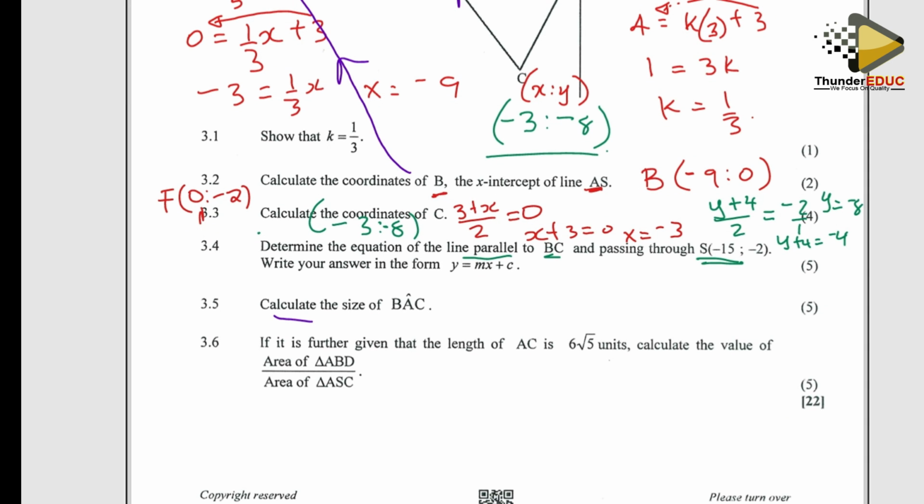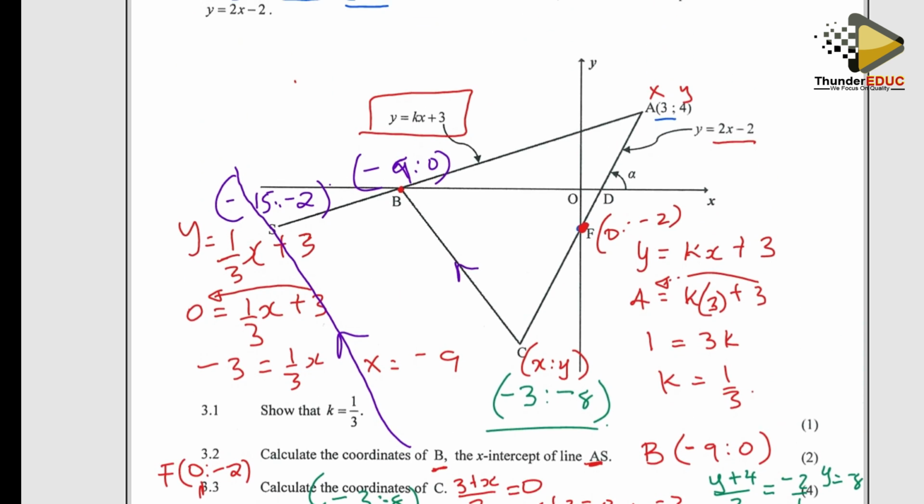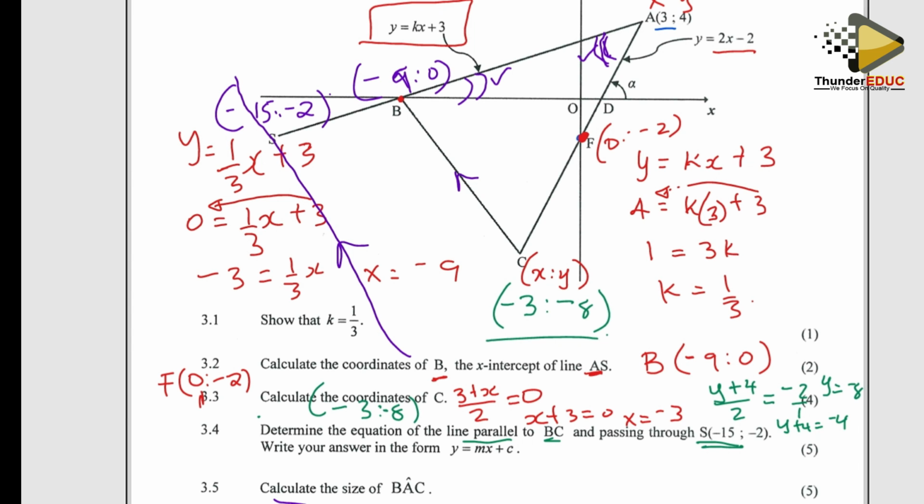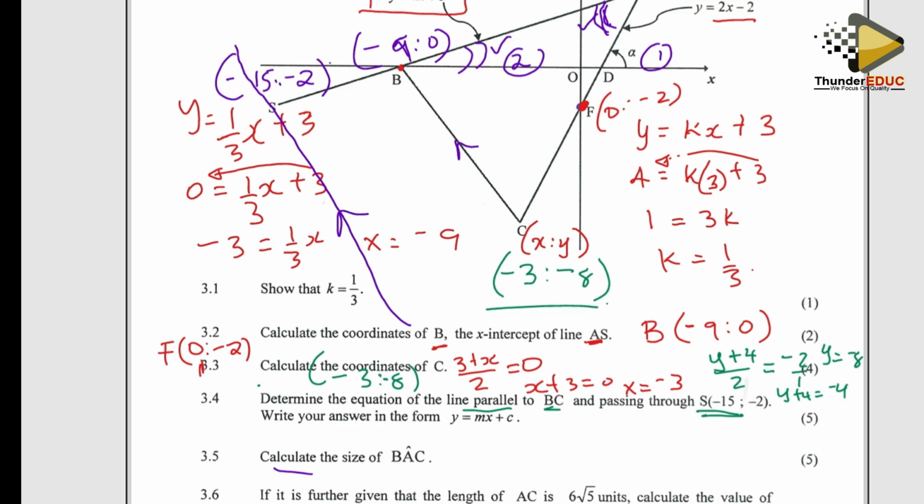Then 3.5, they want us to get BAC. So this angle here is what they want. So one thing we need to know is that this angle is inside. If we can find this angle, it will be a bonus for us, because this and this will be interior, and then they will be equal to this alpha. Okay, what we need? We need to find alpha, we need to find this. So priority number 1, priority number 2, then we shall have our A.